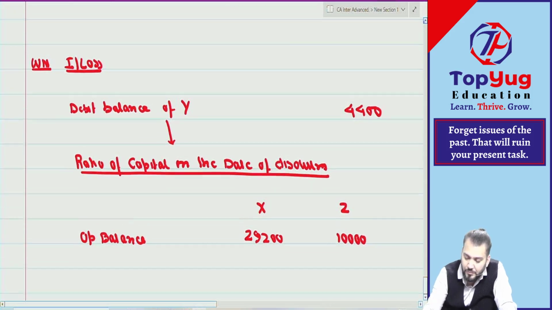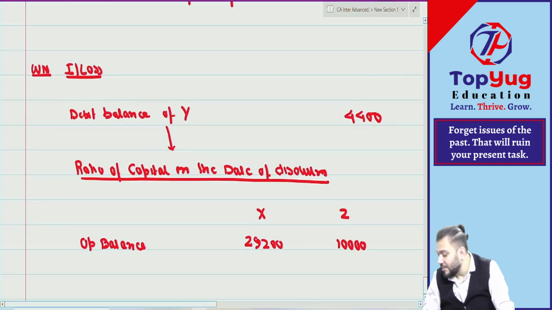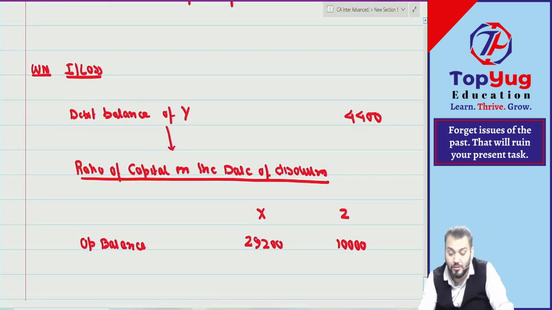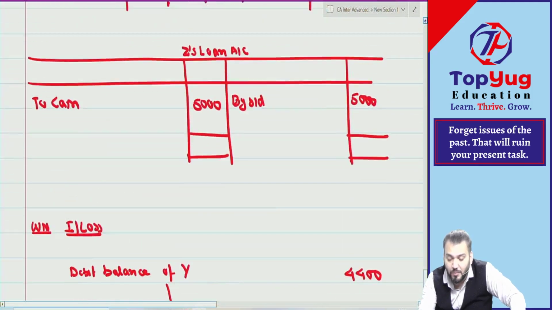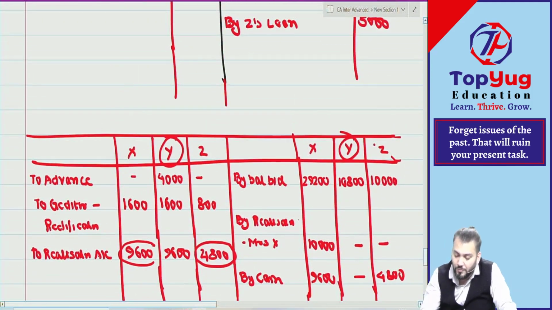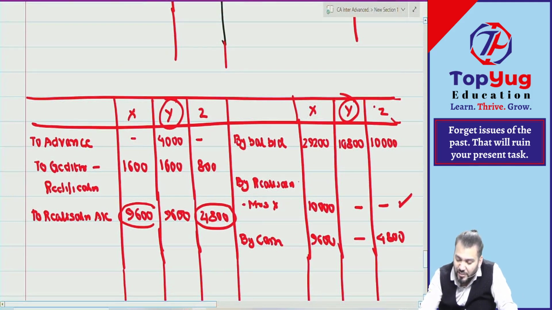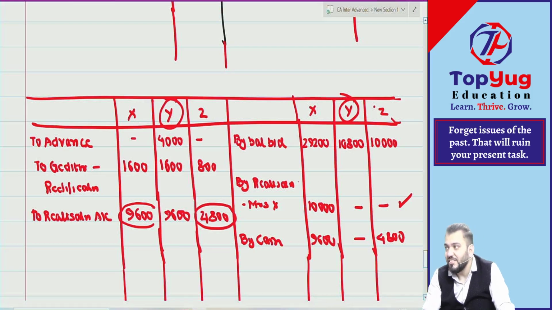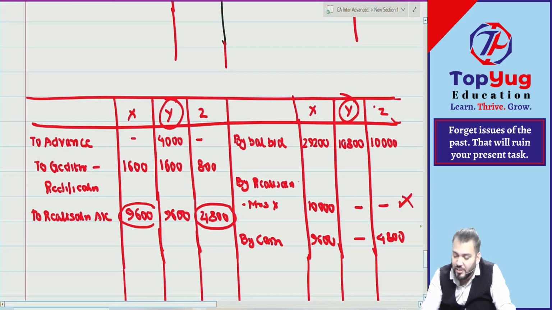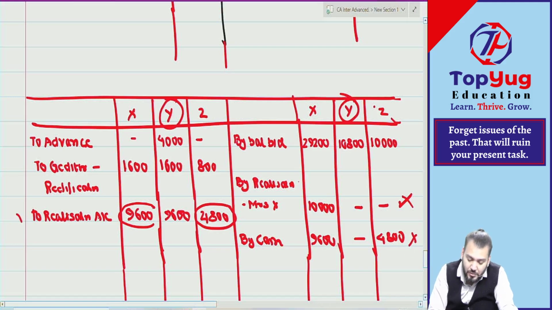Let us check what transactions will be considered to find out capital on the date of dissolution. We need to find out capital on the date of dissolution, correct? So tell me, will you adjust this transaction? Any transaction related to realization will not be adjusted. Whether this transaction by cash? No. Whether to realization? No.